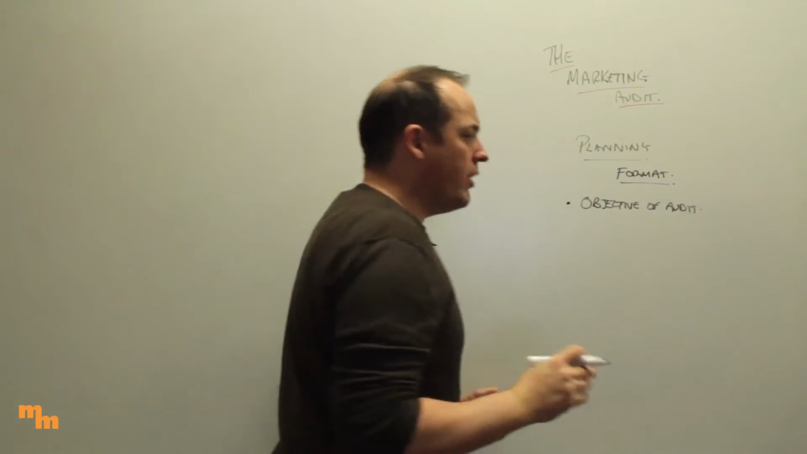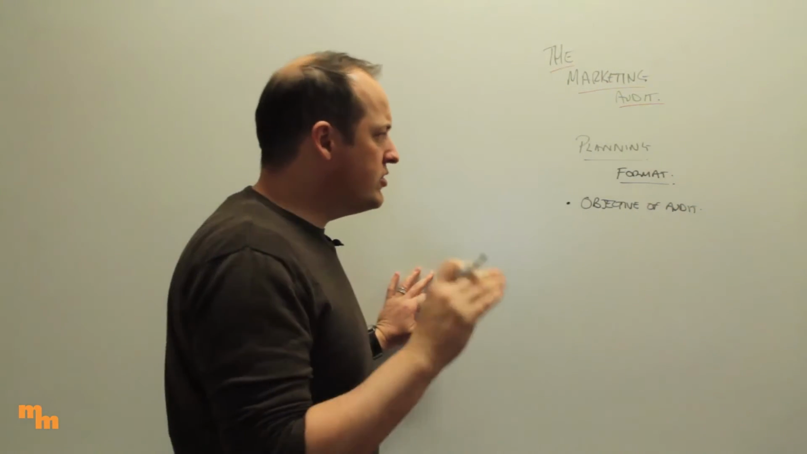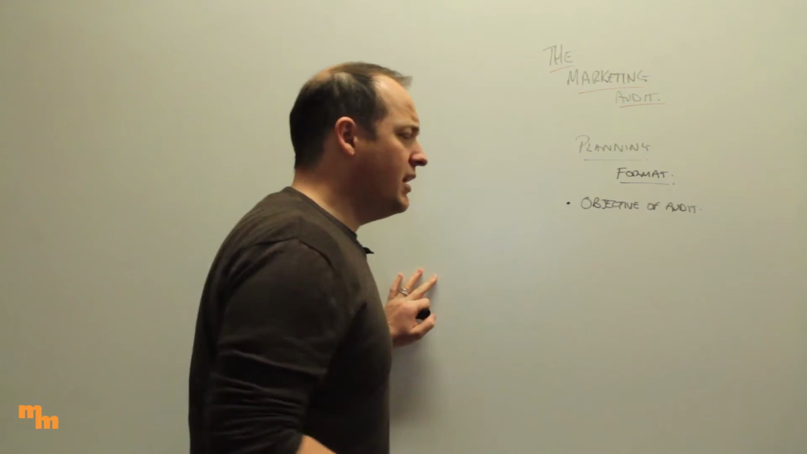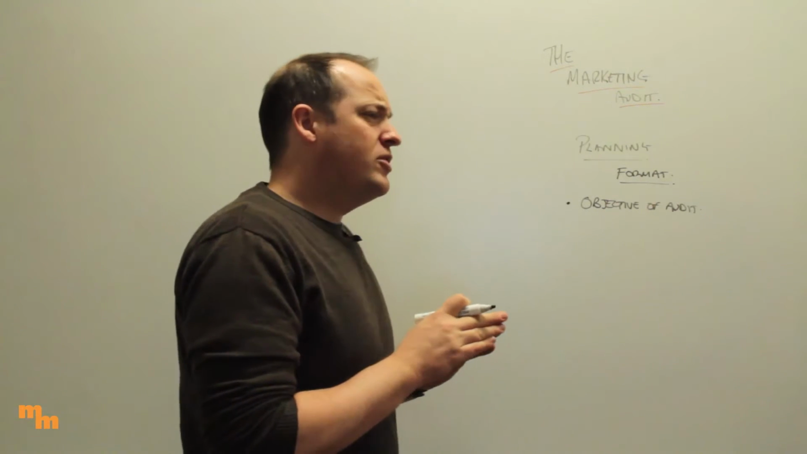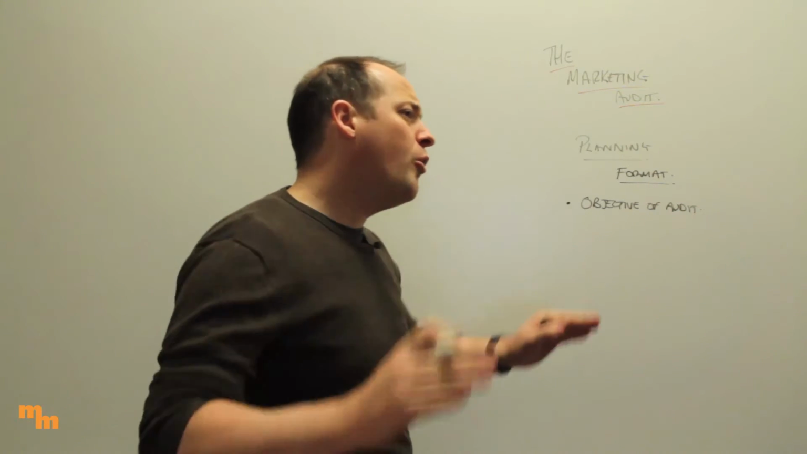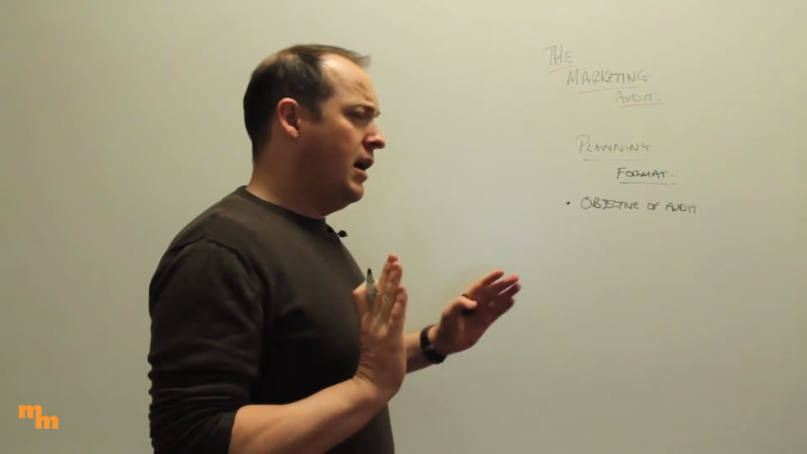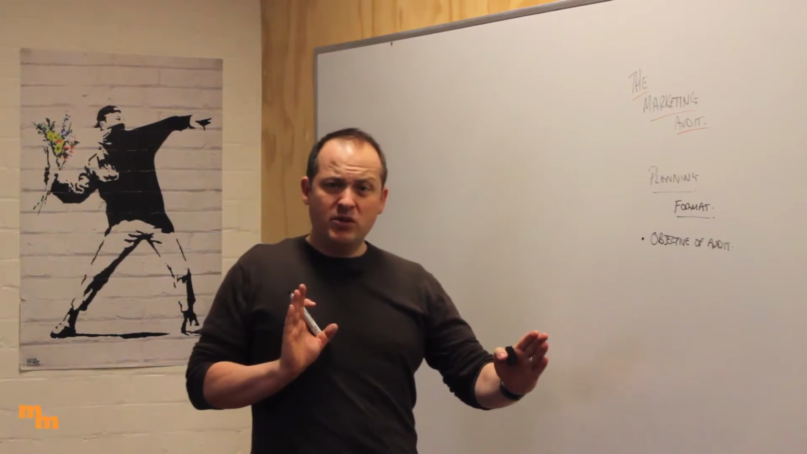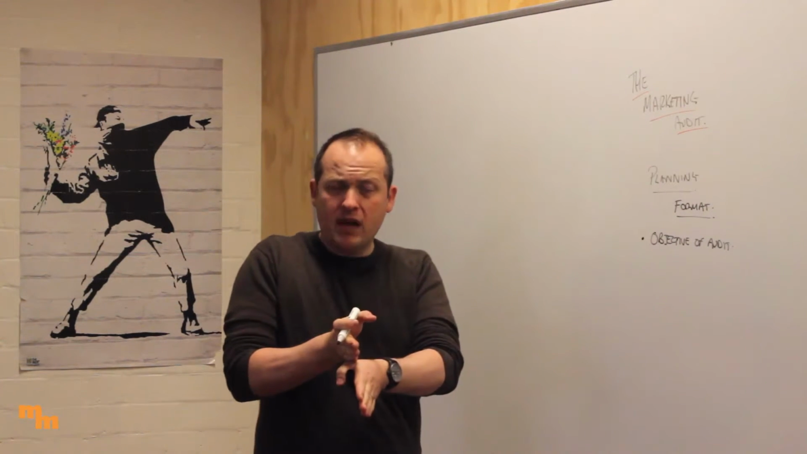So exactly what are we going to be looking at? Okay, what is the purpose of the audit? What exactly are we going to look at? To try and get an idea of the scope. Are we looking at the whole business and every marketing activity? Are we looking at maybe just one aspect of the marketing plan to see if that bit works?